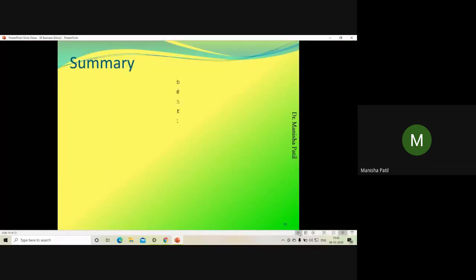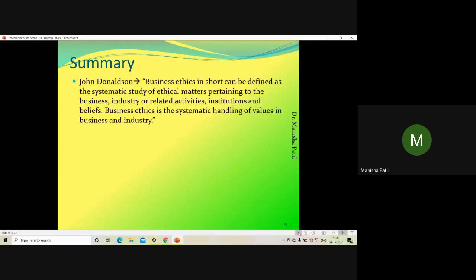Let's summarize. John Donaldson defines business ethics as, in short, and I repeat, in inverted commas: business ethics, in short, can be defined as the systematic study of ethical matters pertaining to the business, industry, or related activities, institutions, and beliefs. Business ethics is the systematic handling of values in business and industry. Inverted commas complete.